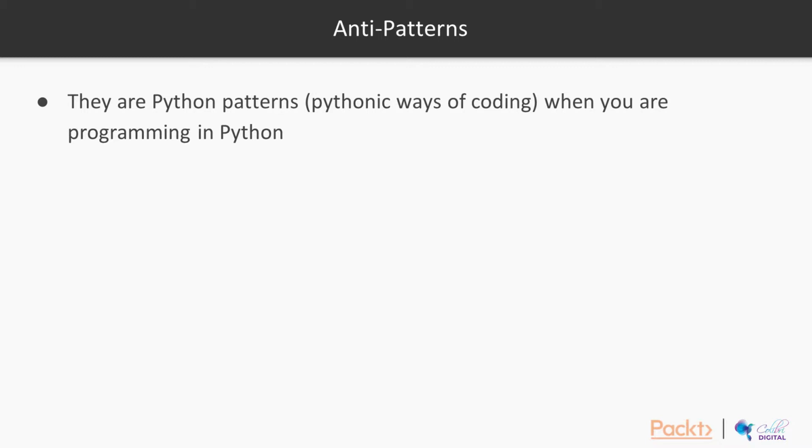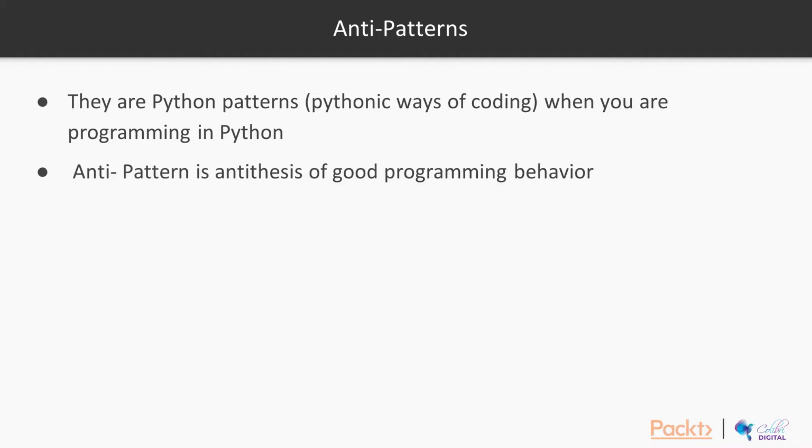What are Python antipatterns? There are Python patterns, which are Pythonic ways of coding or solving a particular problem that you're encouraged to use when you're doing Python programming. So the antipattern is the antithesis of good programming behavior. These are patterns where if you recognize this, that's a symptom of bad code or unclean code, and you should use this as an opportunity to recognize the relevant recipe for addressing this antipattern, right?